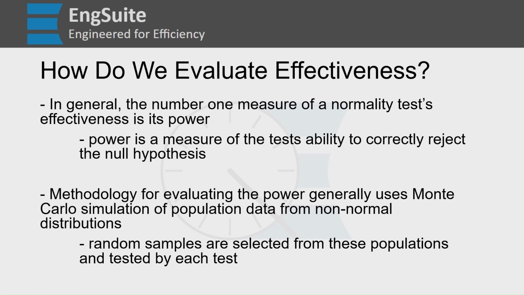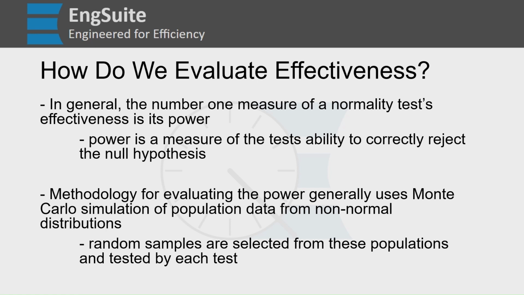So how we actually evaluate the power, we use what's called Monte Carlo simulation to create population data from non-normal distributions. And then we pull random samples from these populations and we run them through each test. So like in a study that we're going to be talking about a lot, there were 4,000 samples generated on multiple different distributions using the inverse cumulative distribution functions from random data.